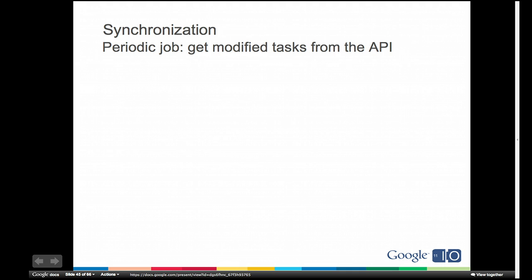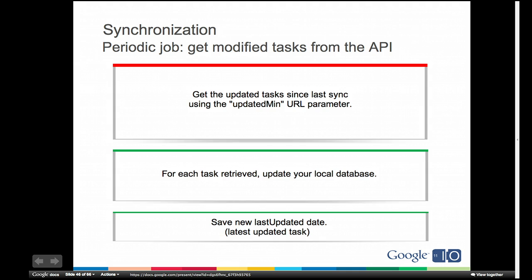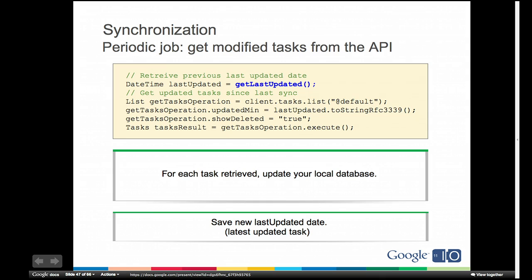All right, then the second part of the synchronization here is we're going to get all the modified tasks from the API and update your local database. So here are some of the tasks involved. We're basically doing polling, so we're using the updated min parameter. It's, again, pretty simple to use. Usually getting the default task list is only a one-liner.